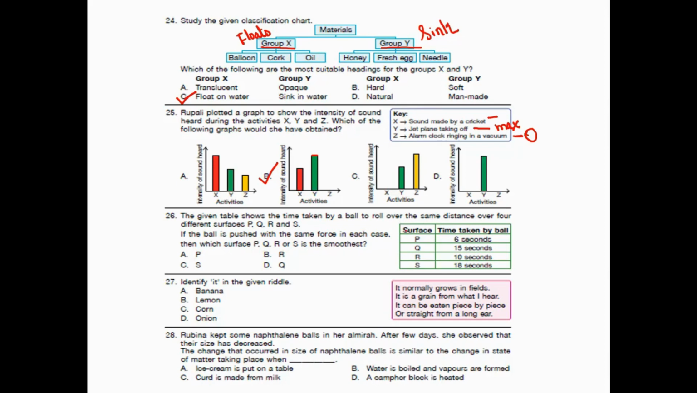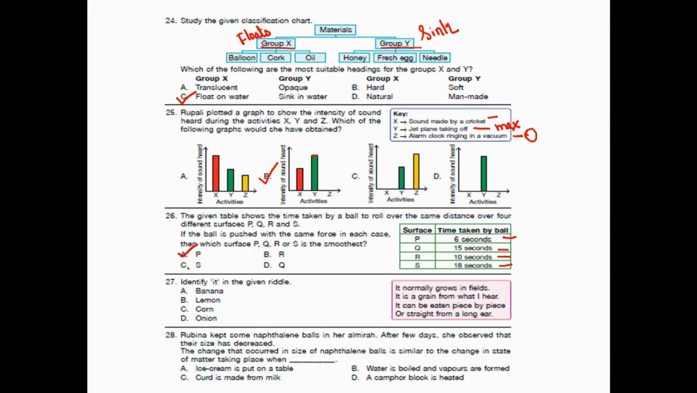In the box here, we can see that in surface P, the ball takes very less time, 6 seconds. So this is very less. Q is taking 15 seconds. R is taking 10 seconds. S is taking 18 seconds, right? So here it is asking which surface is the smoothest. So P will be the correct answer. Why? Because in the surface P, the ball takes only 6 seconds. That means the P surface is the smoothest and there is less friction. So P will be the correct answer.